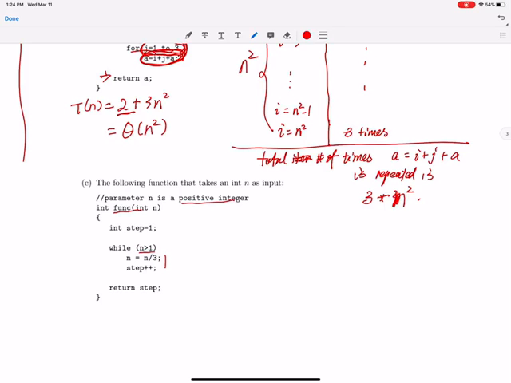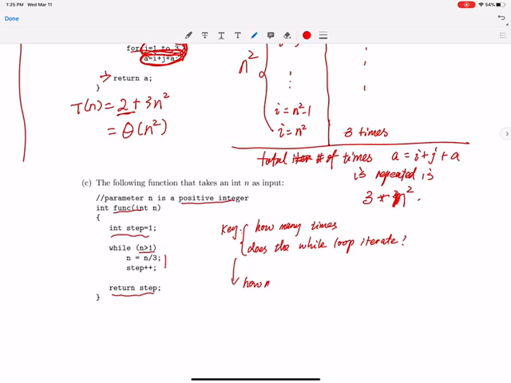So the key question is: how many times does the while loop iterate? That's the key thing, because the other parts of the code just contribute a constant number of steps. So the key to this question is to figure this out, which in turn translates to the following question.